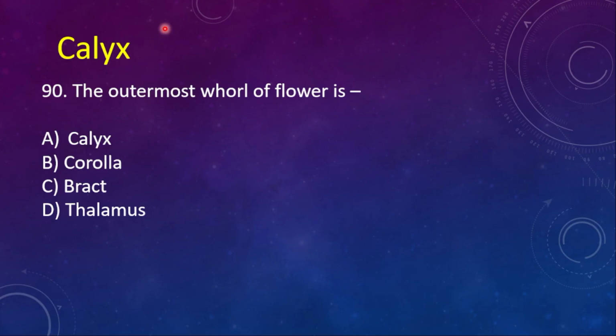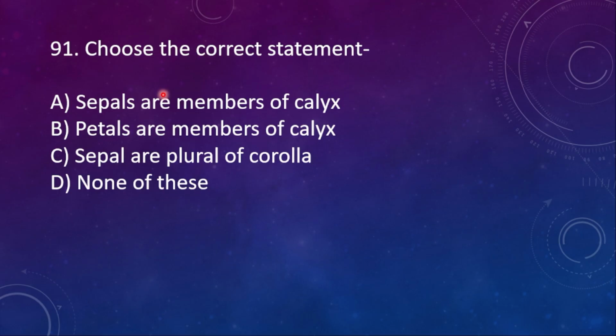Now the questions are from the whorls of the flower. The first whorl of the flower is calyx, the outermost one. 90th one, the outermost whorl of a flower is A. calyx, B. corolla, C. bract, D. thalamus. So the correct option is calyx.